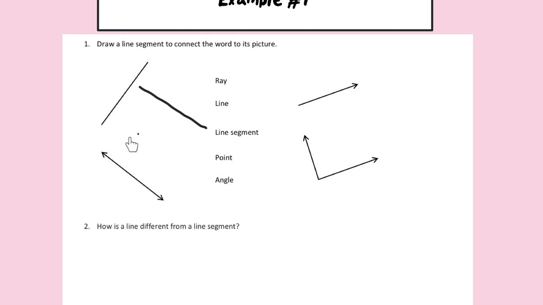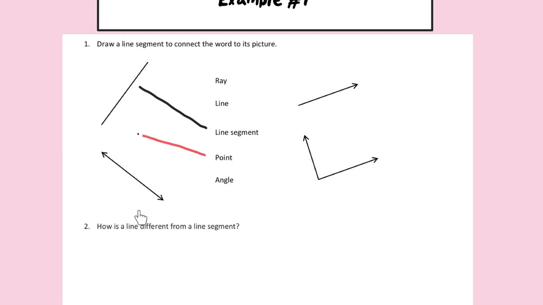Next, we're going to look at this little guy right here. We see that this is not a line because it doesn't extend anywhere, and it's not an angle because again it has no lines or rays extending anywhere. So this will tell us that this is our point. So I'm going to draw a line segment from here to here.